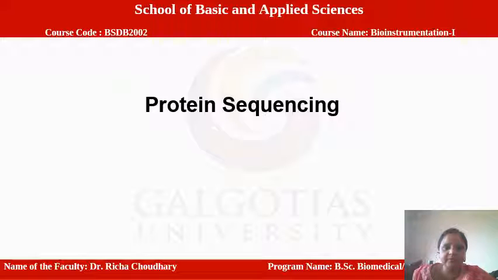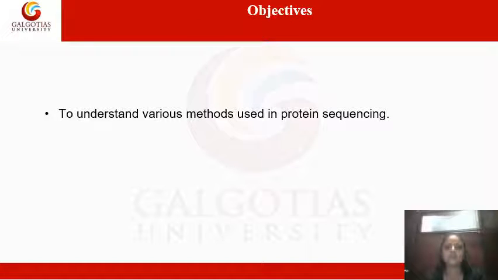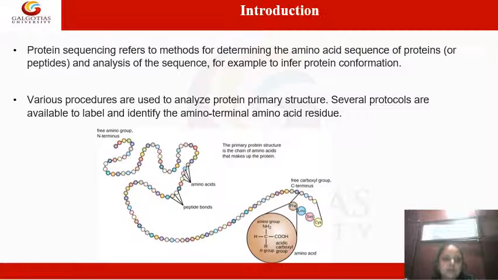Today we are going to discuss the topic of protein sequencing. The objective of today's topic is to understand the various methods that are used during protein sequencing. First, we will understand what protein sequencing is. Basically, protein sequencing refers to the methods for determining the amino acid sequence of a protein or a polypeptide, and analyzing the sequence, for example, to infer the protein conformation.